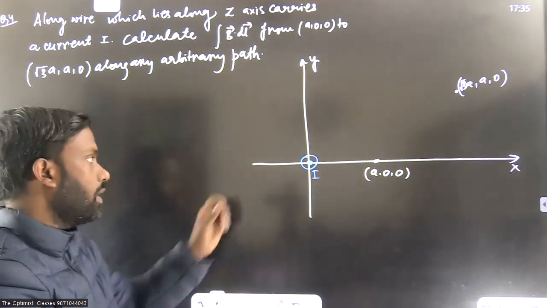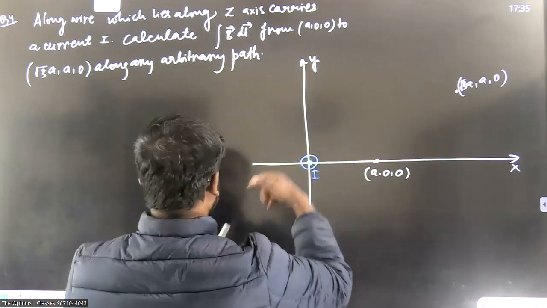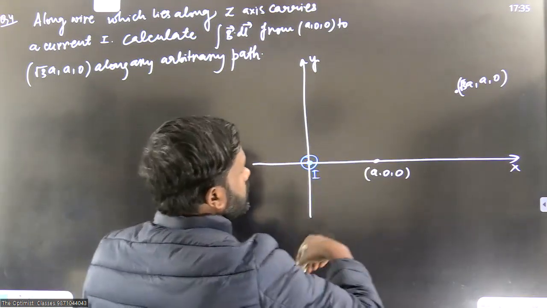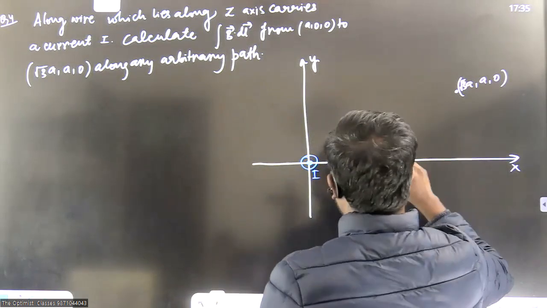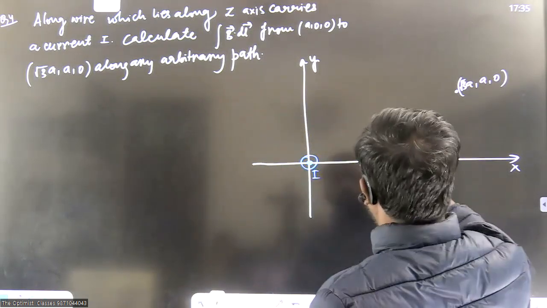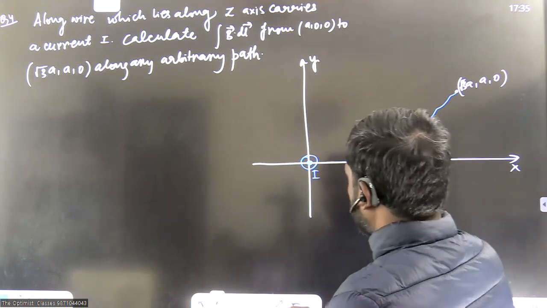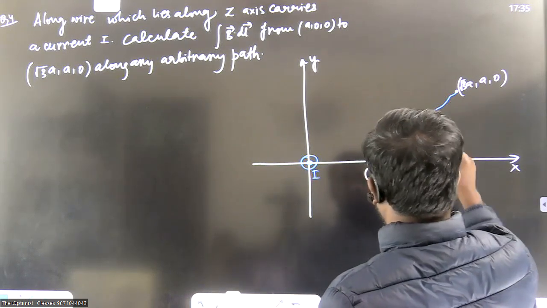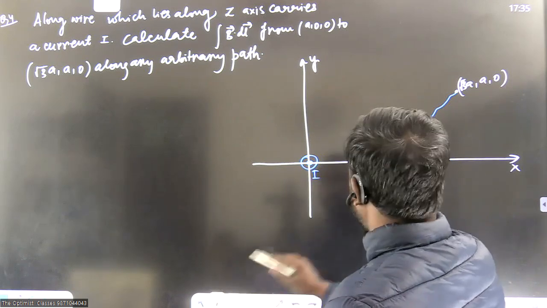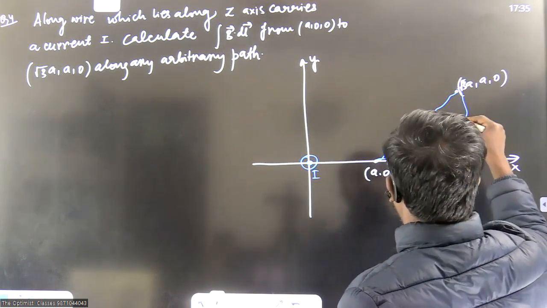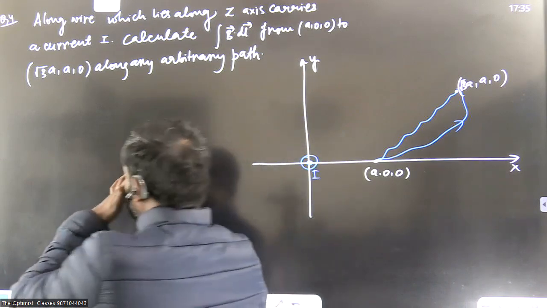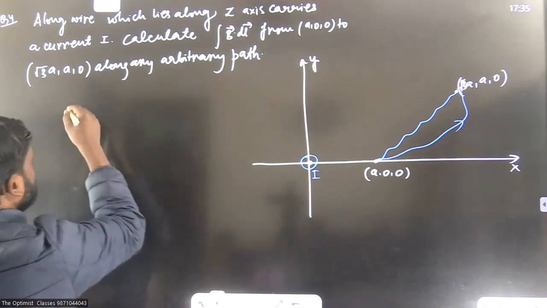Because of this long wire, some magnetic field develops around the wire. So in the presence of that magnetic field, we have to calculate the line integration of the magnetic field from this point to this point, and the path can be any arbitrary path. The path is not specified. It can be any path from here to here. So let's do the calculation.